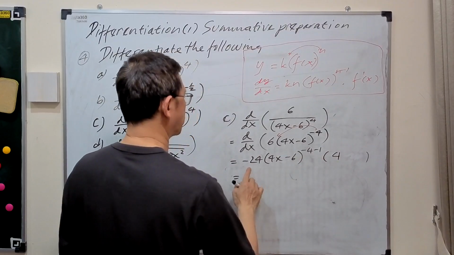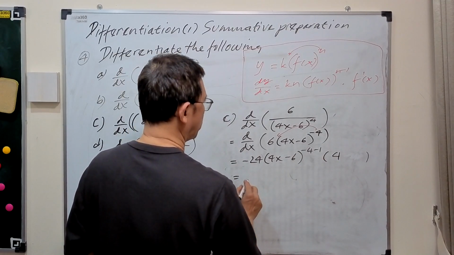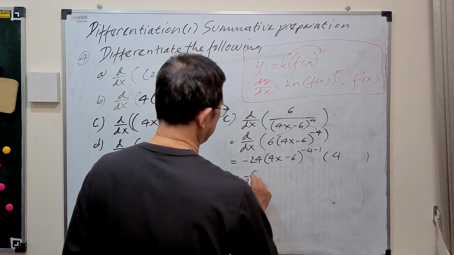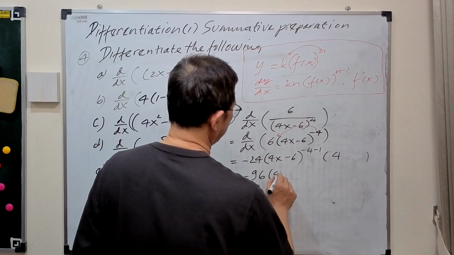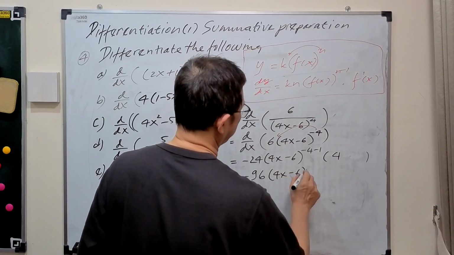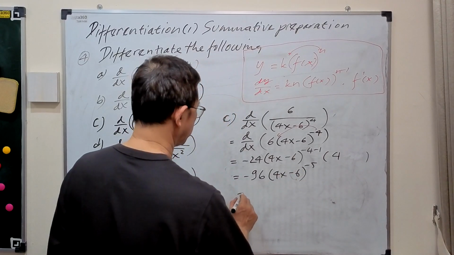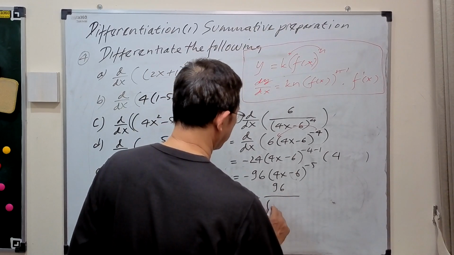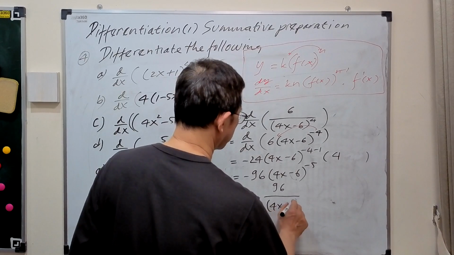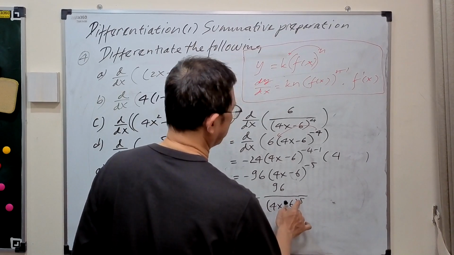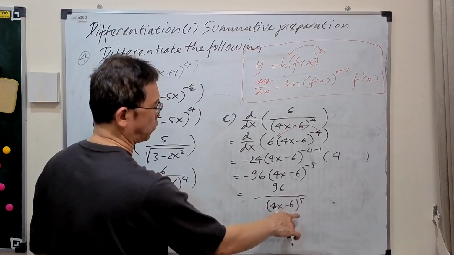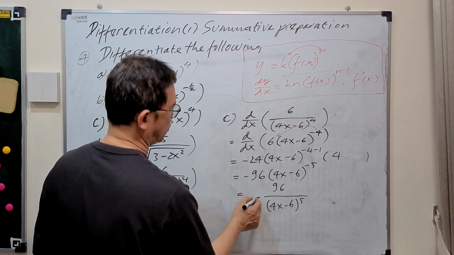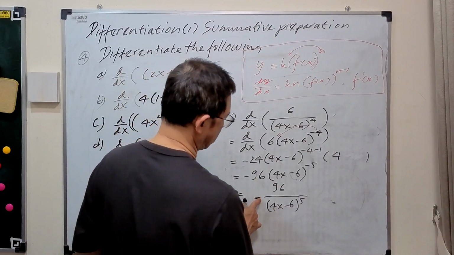4, you can multiply to negative 24. It became negative what? Negative 96, yes, negative 96 times 4x minus 6 to the power of negative 5. Actually, this can be expressed as negative 96 over 4x minus 6 to the 5. You switch to a positive power because you move it to the bottom. Just put the negative sign in the middle.